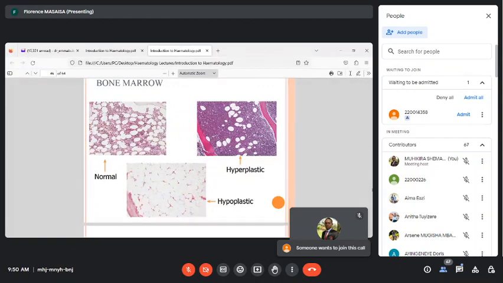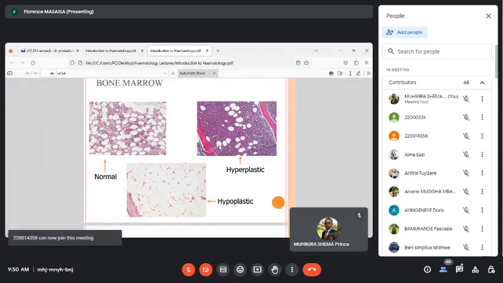The other image here is hyperplastic, meaning that even the yellow or fat is now replaced by the active marrow, which is red. So this is hyperplastic marrow. Someone with severe hemolysis will have hyperplastic marrow. Acute blood loss will present like hyperplastic, and so on. So remember the images of hyperplastic and hypoplastic marrow, and which condition may cause each of them.